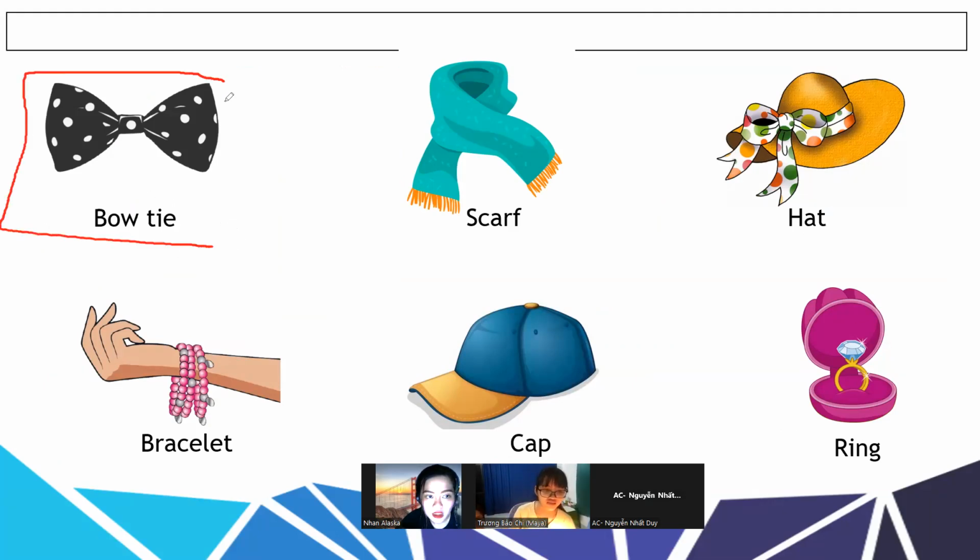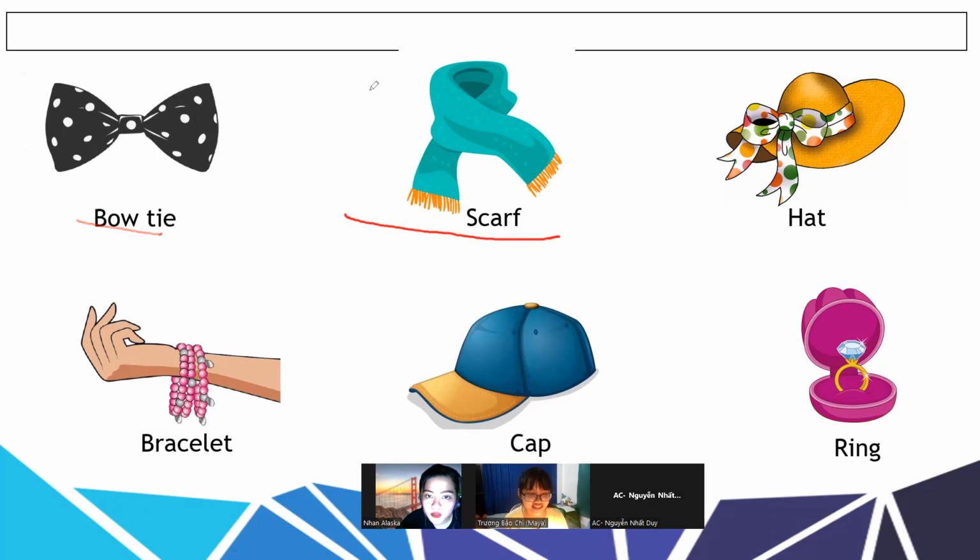Okay, the first one we have is bow tie. This one is scarf. Commonly it is used if the weather is very cold and snowy. You put it around your neck to protect you from too much cold. Okay? Scarf.